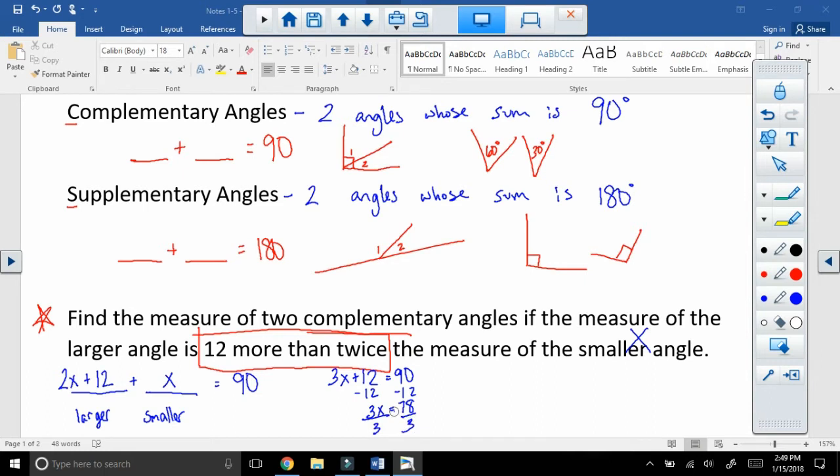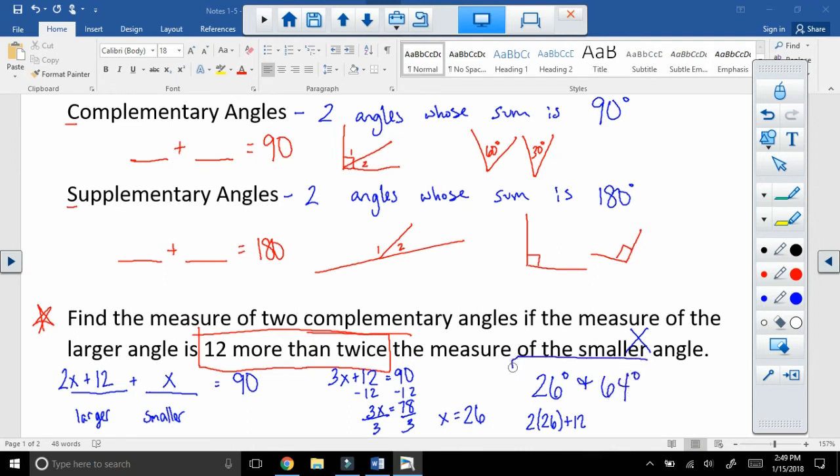So 78 divided by 3, x would be 26. And remember, that is what the smaller angle is. So 26 degrees is one of the two. The directions say find the measure of two complementary angles. I always like to take that and plug it back in. 2 times 26 plus 12. So when I do that, I get 64.